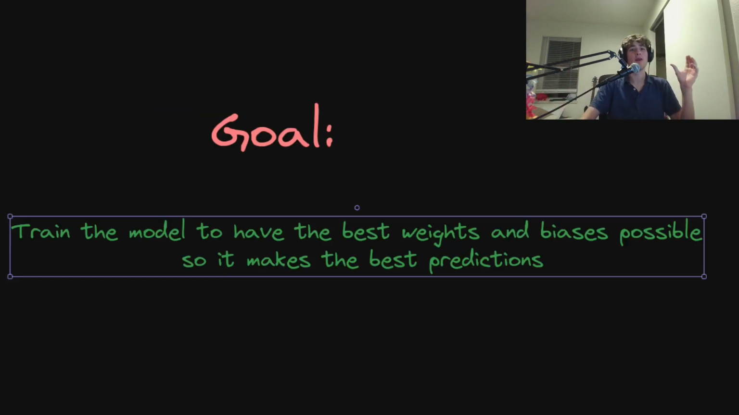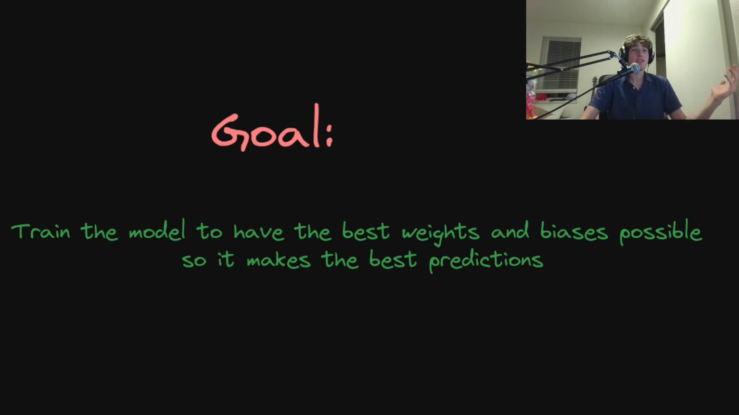When we train our model, what do we want it to actually do? It's actually pretty simple. We want to keep training our model and adjust those weights and biases so that we have the best weights and biases possible, and therefore our model makes the best predictions. When we have weights and biases determined that most accurately predict what we're actually trying to predict, that's how we know our model is correct.